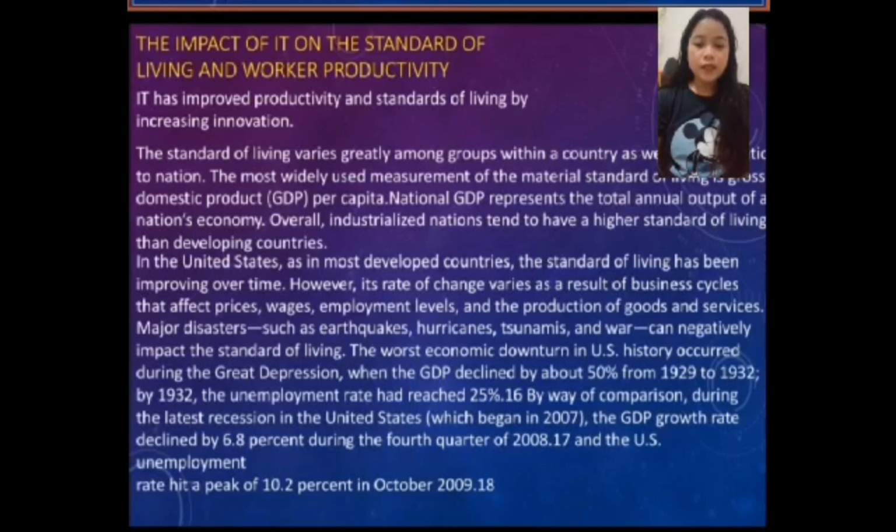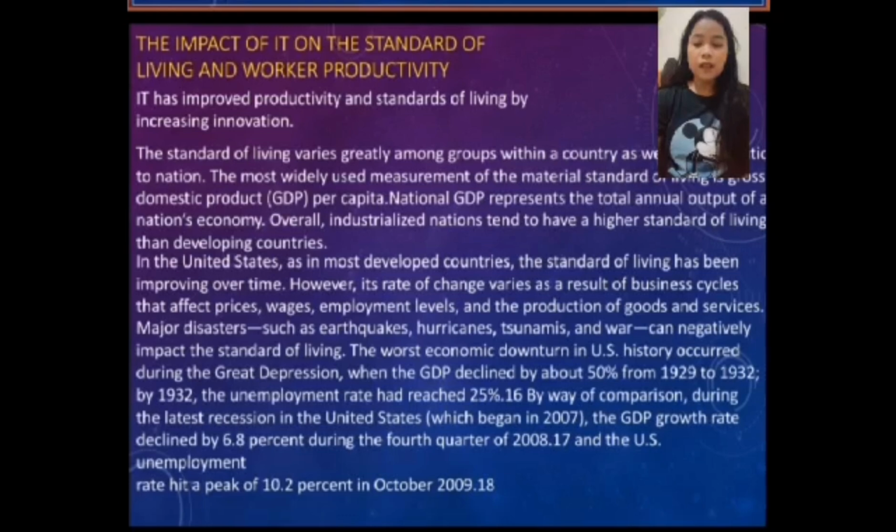National GDP represents the total annual output of a nation's economy. Overall, industrialized nations tend to have a higher standard of living than developing countries. In the United States, as in most developed countries, the standard of living has been improving over time. However, its rate of change varies as a result of the business cycle that affects prices, wages, employment levels, and the production of goods and services. Major disasters such as earthquakes, hurricanes, tsunamis, and war can negatively impact the standard of living.